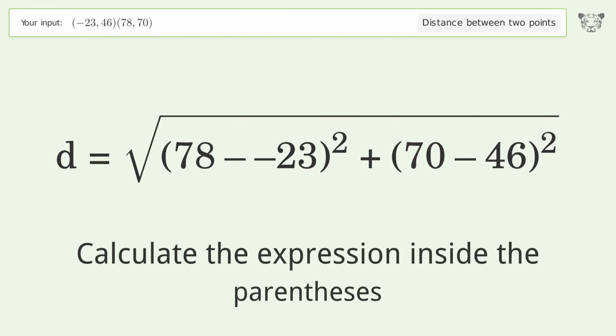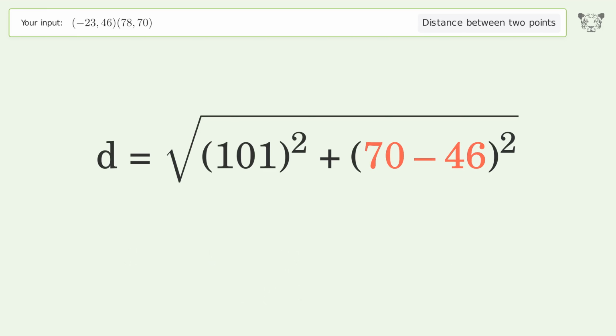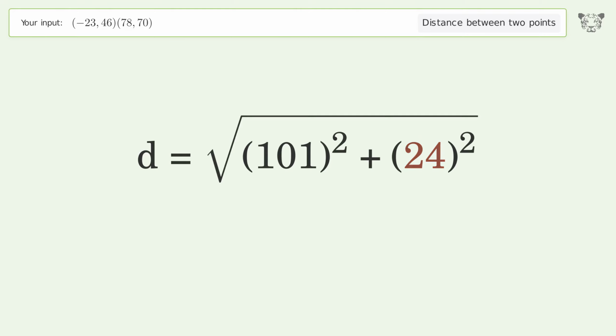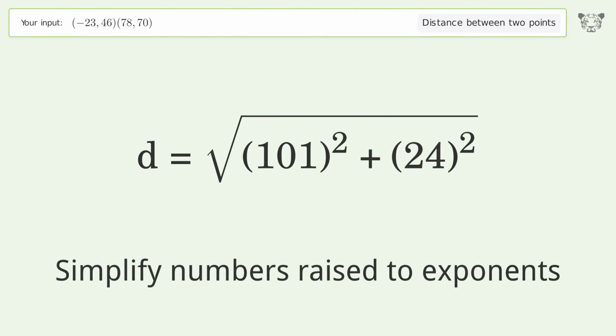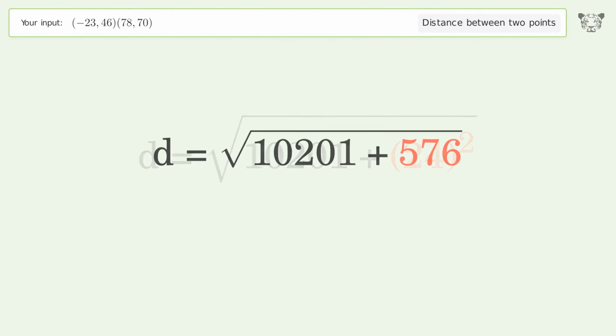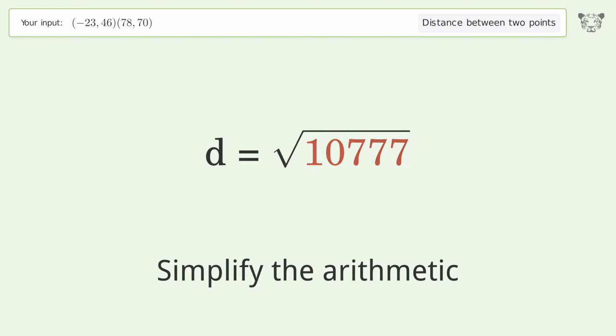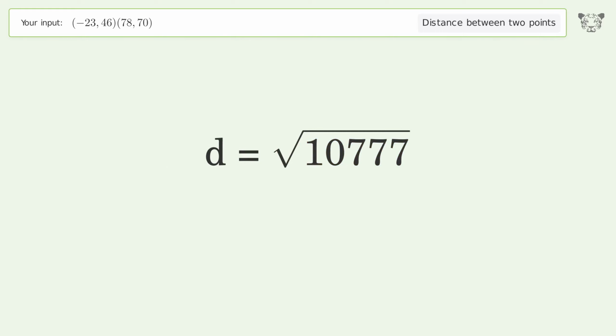Calculate the expression inside the parentheses. Simplify numbers raised to exponents. Simplify the arithmetic. And so the distance between the 2 points is the square root of 10,777, or 103.812.